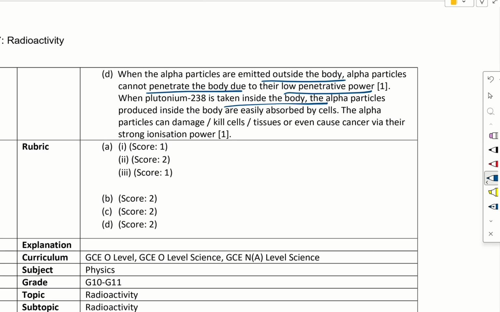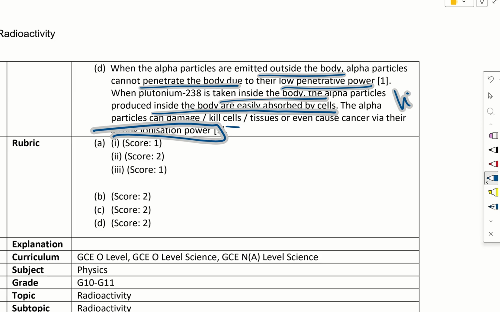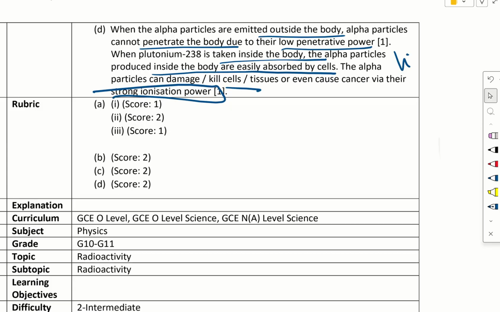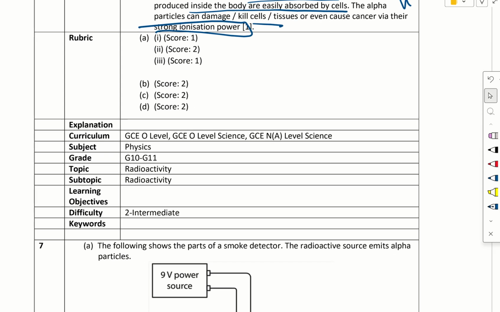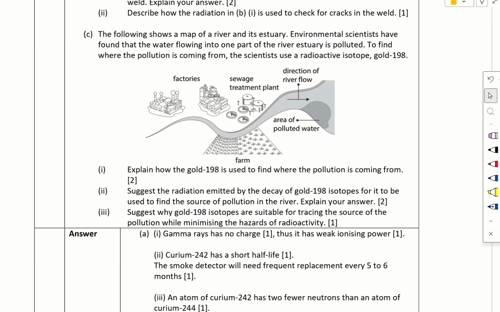But when it's taken inside the body, alpha particles produced are easily absorbed by cells, so it has high ionization power, so it will cause mutations or it can kill cells or tissues. Okay, so the human may develop cancerous cells. Okay, so this is question 5. Now question 6, it is this one.